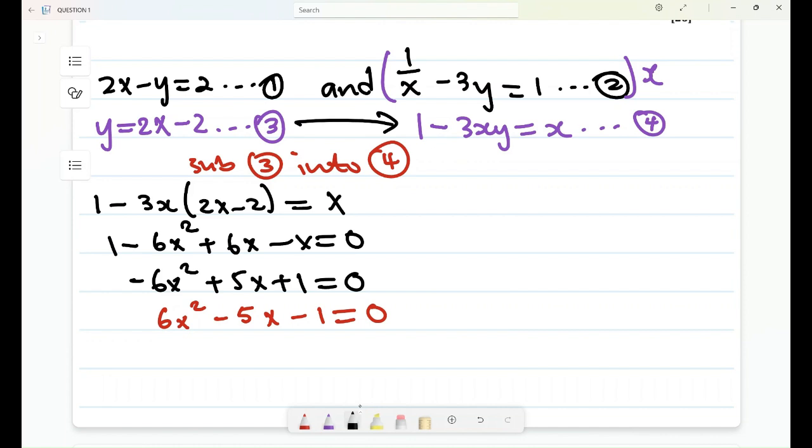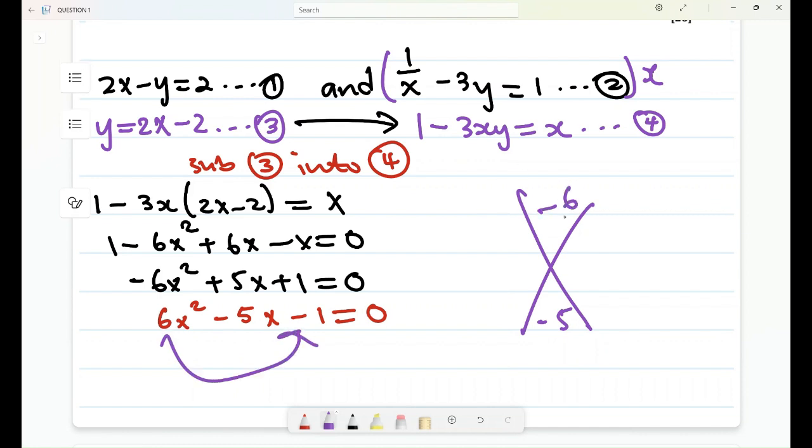I don't know how they taught you to solve this, but this is what I use. The middle term is negative 5. The product of this 6 multiplied by negative 1 is negative 6. Therefore, I want factors of 6 such that when I subtract them, they give me 5. It is 6 and 1. But remember, the bigger number should take the sign of the middle term. Which one is the bigger number? This one. This one is positive, and this one is negative.